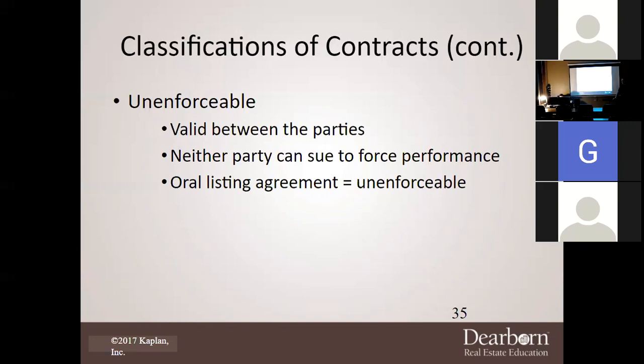Any oral contract, that's talking about a listing, but any oral agreement dealing with real estate is unenforceable. Okay? So neither party can sue to force performance. And it's valid, though, between the parties. So it's valid between the parties, but guess what? It's unenforceable. So it may have all the elements, but there's nothing you can do about it.